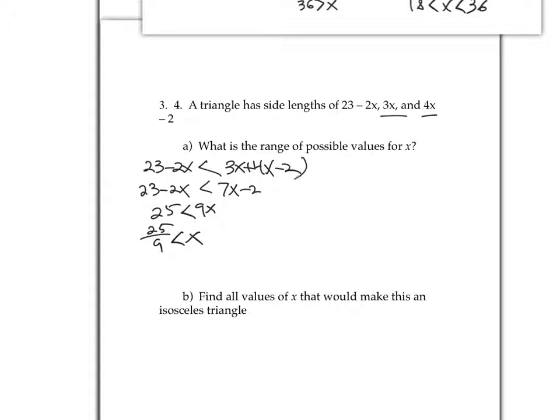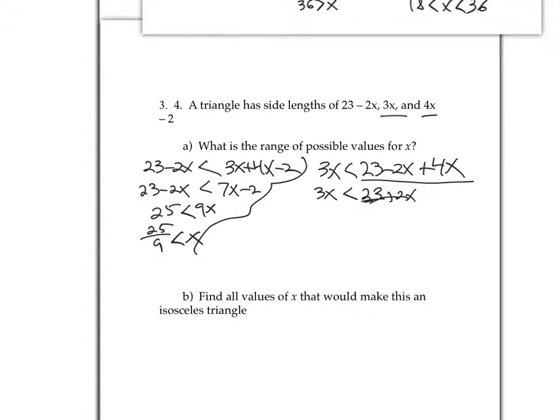All right, we also know that 3x, let's isolate this, 3x has to be less than 23 minus 2x plus 4x. And we can simplify that to say that 3x has to be less than, we'll combine these two, 23 plus 2x, and we'll subtract 2x from both sides to say that x has to be less than 23.